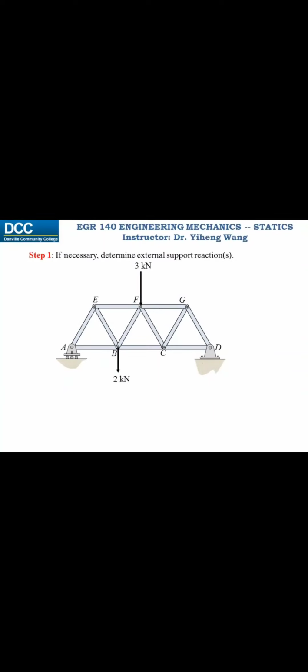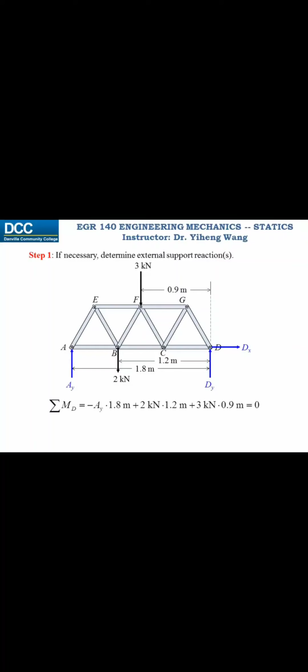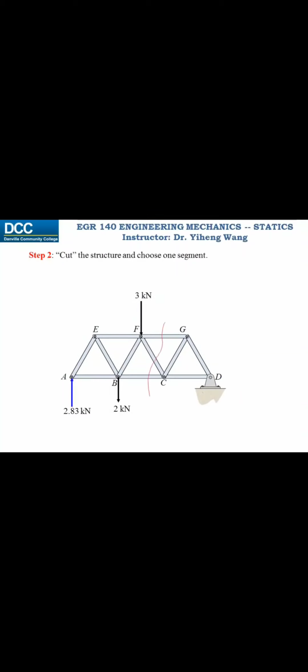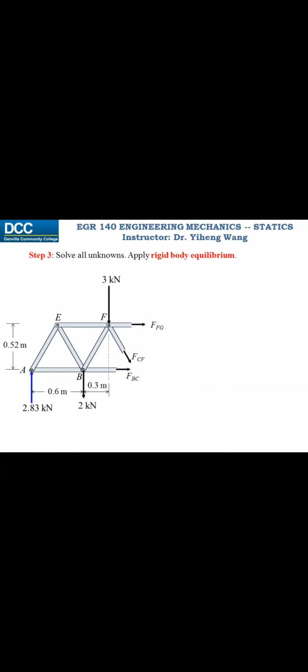So the first step for this problem, it is necessary to determine the support reaction at point A. To do so, we draw the free body diagram for the entire structure and sum the moments about point D. And from this single equation, we are able to solve for the force AY. Keep in mind that for some problems, it might not be necessary to determine the support reaction, so you should use your own judgment. Step 2, cut the structure, and we have already decided to choose the left segment for our analysis.